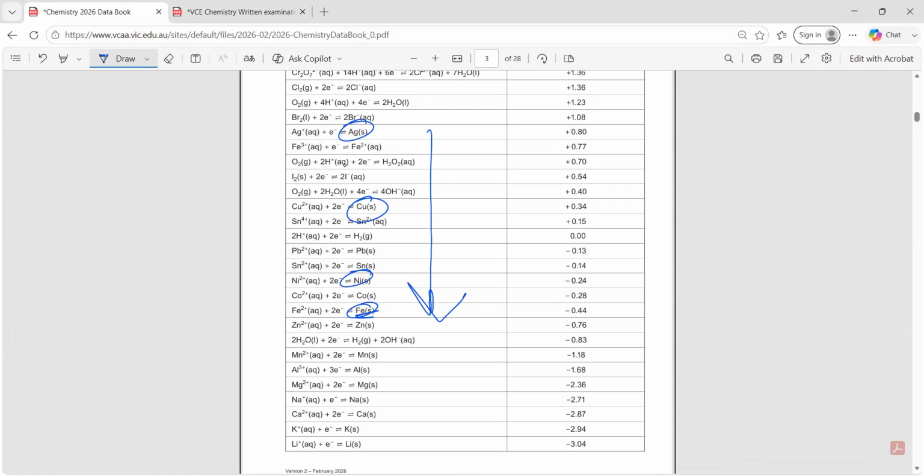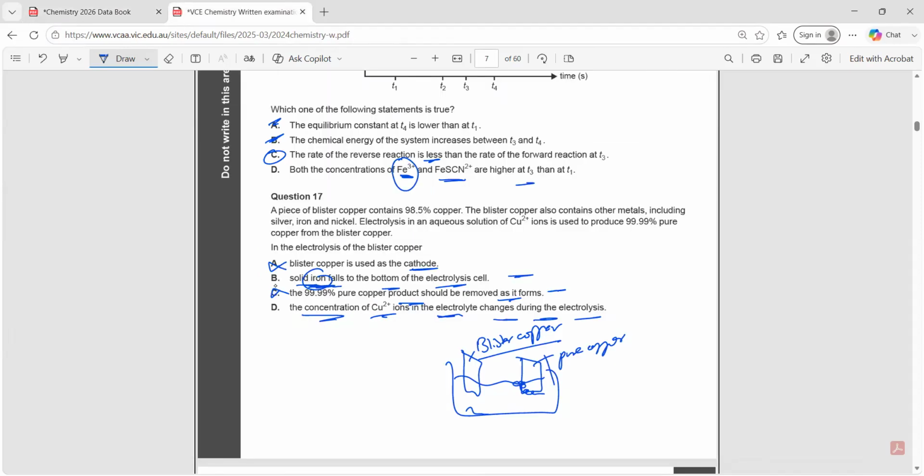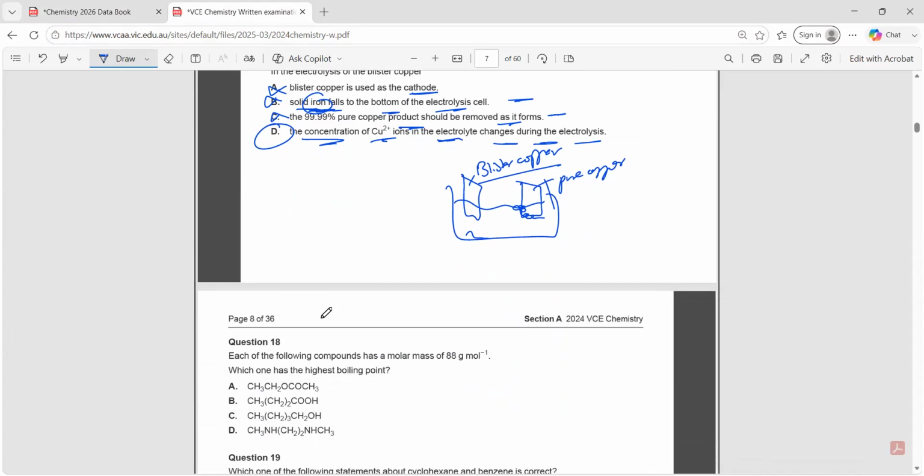Okay. The only interesting thing here is these would oxidize to form this. This would oxidize to form that, and that would oxidize to form that. So out of these three ions, the one that's most likely to actually reduce onto the copper is this because it's the strongest oxidizing agent. So solid iron would not fall, okay, because it'd actually be involved in the oxidation process. Obviously, the concentration of copper 2+ ions would be changing. It'd be going up and down. It'd go down as it's reduced onto the pure copper, but then it'd maybe increase again when the copper from the blister copper is oxidized.